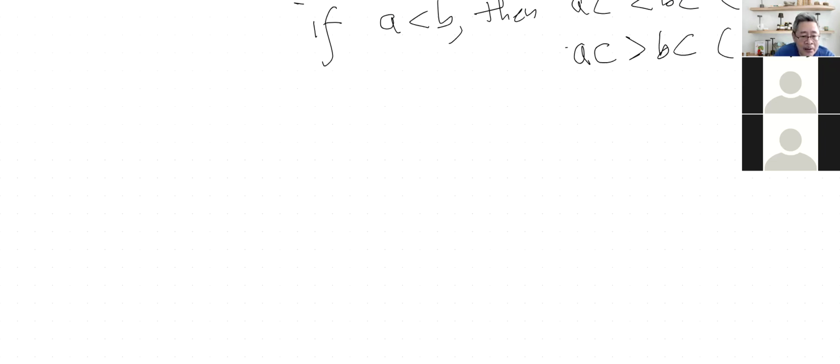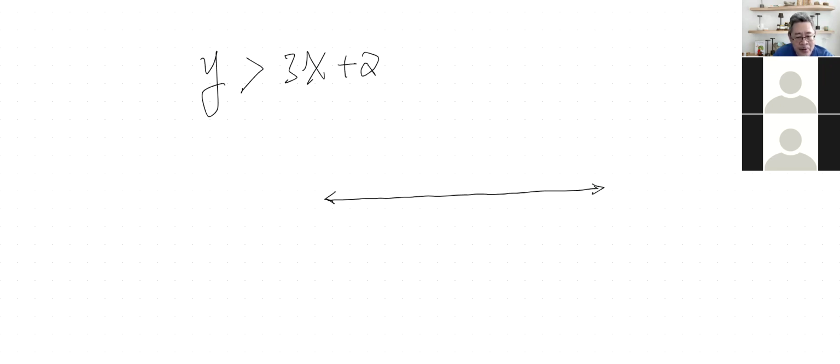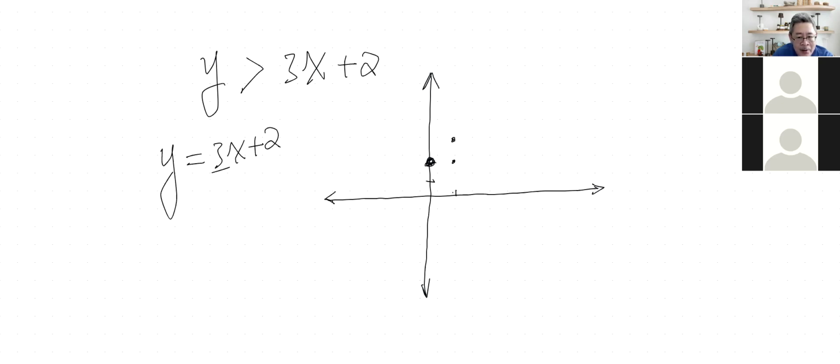And so linear inequality is when we have y is greater than, say, something like 3x plus 2. Now, to graph this, we're going to graph the line y equals 3x plus 2. The y-intercept is 2, and then we use the slope. That means if our run is 1, then our height will be 3. 1, 2, 3 will be here. So that's the line here.